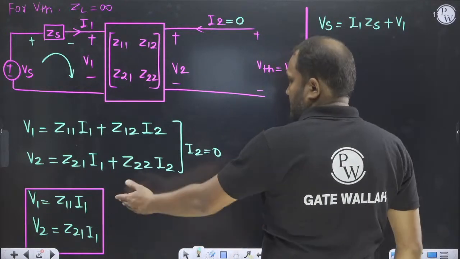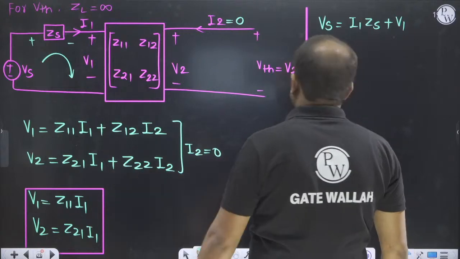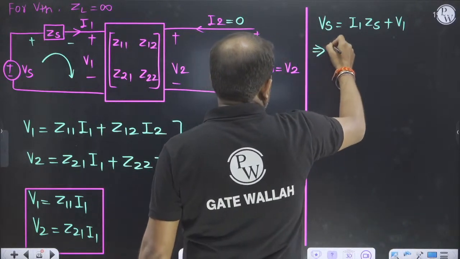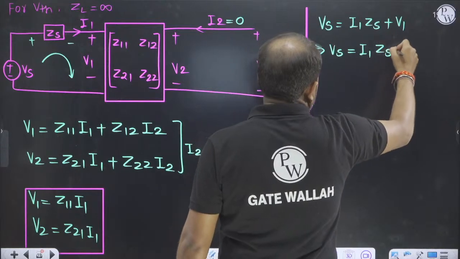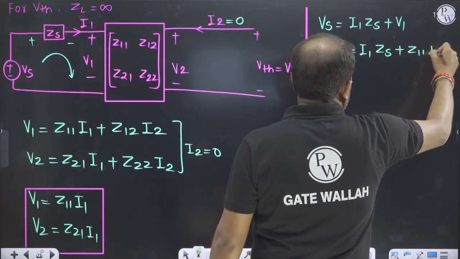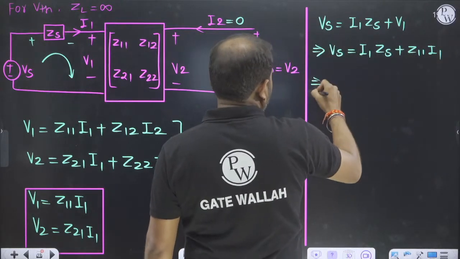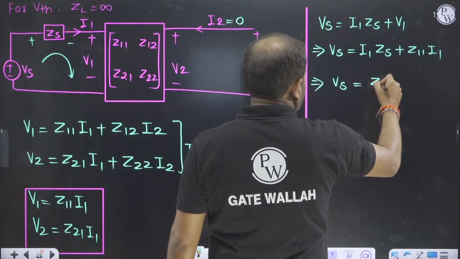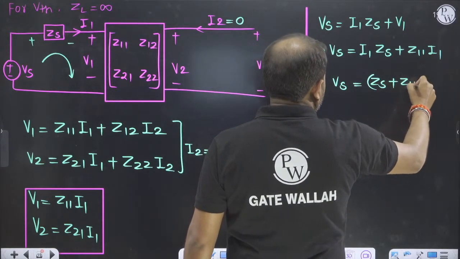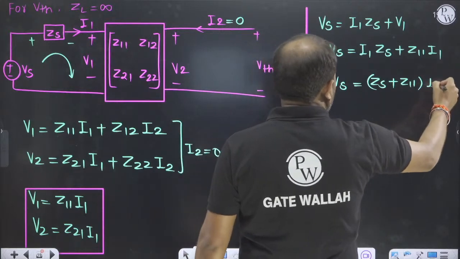V1 will be written as Z11 I1. So VS is I1 ZS plus Z11 I1, so VS will be equal to ZS plus Z11 times I1.